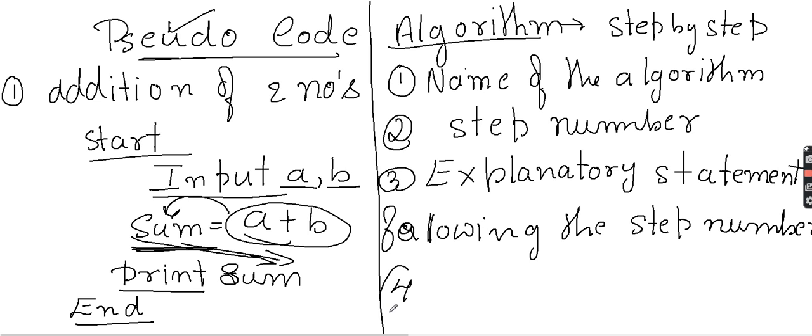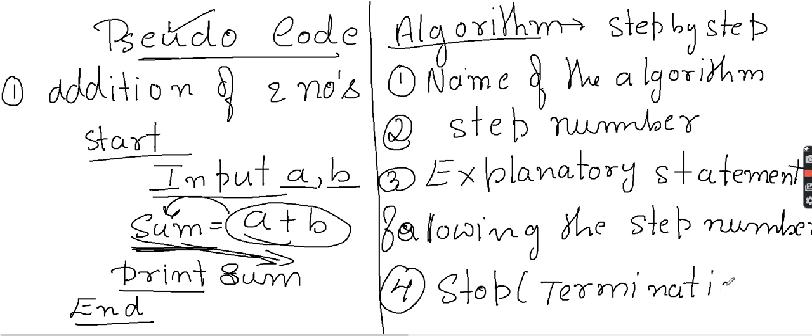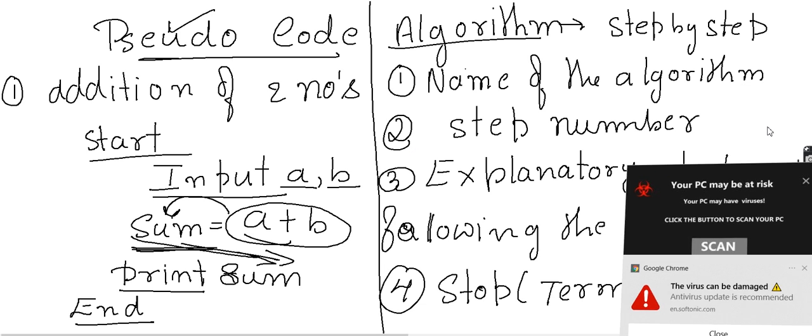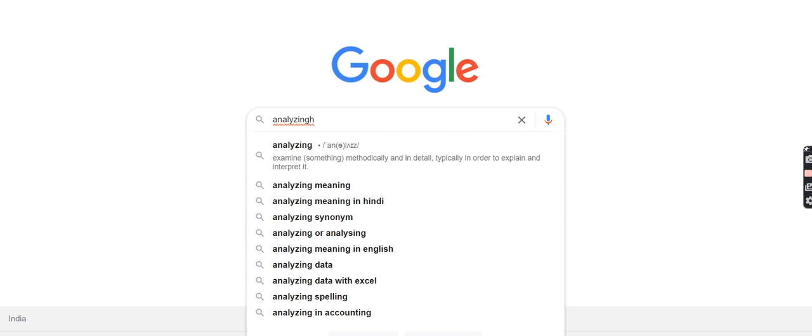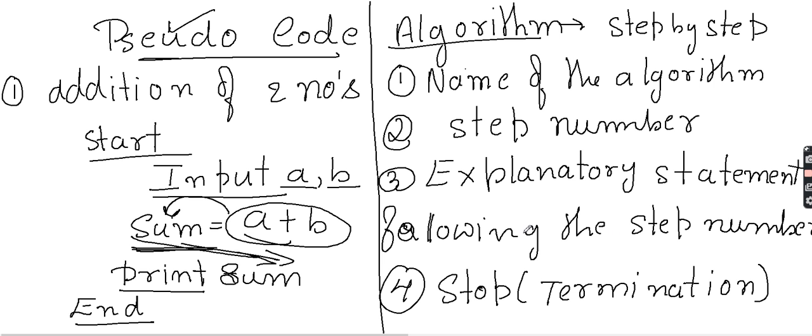Fourth is stop, which is also called termination. So these are all the things you have to follow. An algorithm is a step-by-step procedure to solve a particular problem. First you have the name of the algorithm. Next you have step numbers, and you should have an explanatory statement following the step numbers. Then you should have a stop, that is, a termination.